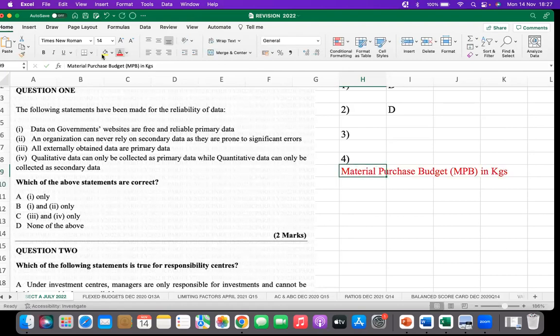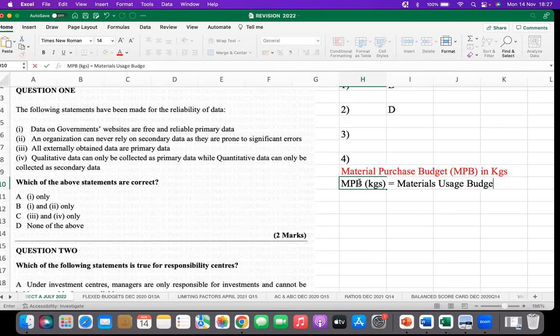You should by now have read on how we prepare the material purchase budget. So the material purchase budget in kgs, take note, I'm trying to be slow here, is equal to materials usage budget minus opening inventory plus closing inventory. I'm repeating. Material purchase budget is equal to materials usage budget minus opening inventory plus closing inventory. So that is the materials purchase budget.